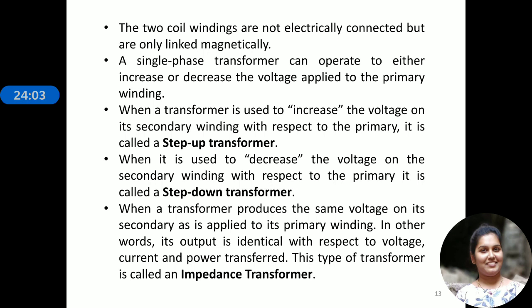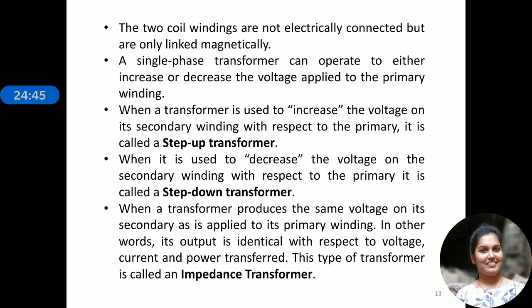Okay, so as the name suggests, if the obtained voltage on the secondary side is more than the applied voltage on the primary side, we call that kind of transformer a step up transformer. From the name itself we can conclude that it will increase the voltage on its secondary winding. The opposite happens for the step down transformer. When it is used to decrease the voltage on the secondary winding with respect to the primary, it is called a step down transformer. Okay, step up and step down.